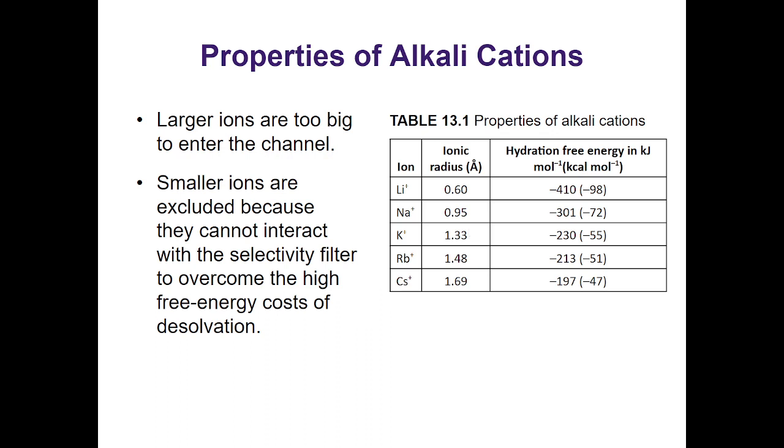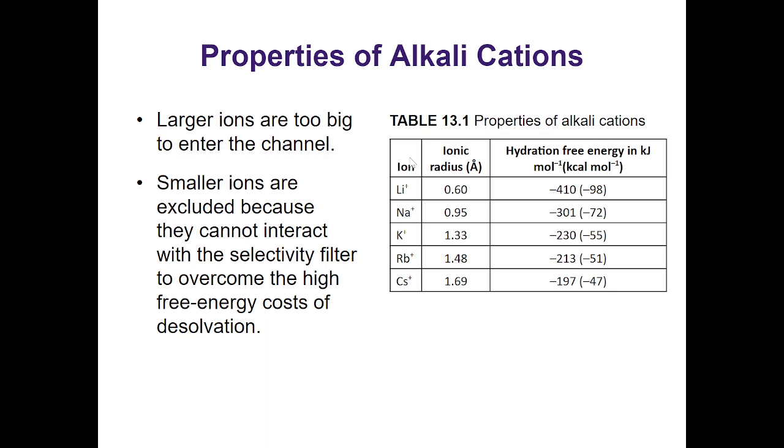And so they won't lose their waters. They won't be able to fit through. So the large ions are going to be too big to enter your channel. So for example, we look at potassium here, and the ionic radius is 1.33. If we were to look at cesium plus, for example, is that going to be able to fit? No, it's just too big, right? So it literally can't get through. It just bounces off, even if it managed to lose its waters.